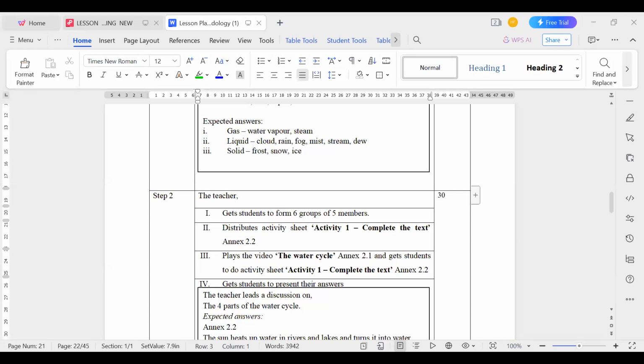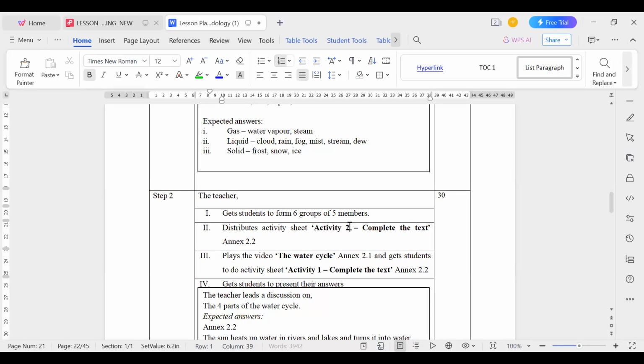Now we are talking about the second activity of the 5E model lesson. The second activity is for exploration of new knowledge. Always it's a group activity. So get students to form 6 groups of 5 members. That is the first step of the second stage. Then after that, the teacher distributes the activity sheet. It has to be activity 2, not activity 1. Activity 2, complete the text, Annex 2.2.